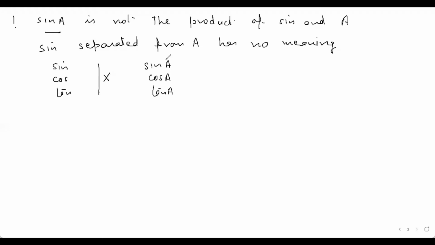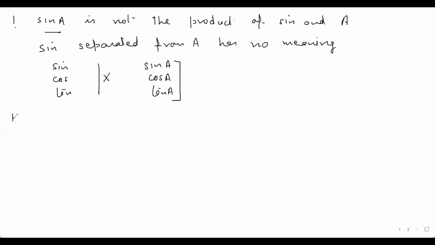You can say this A is an angle. This can be sin theta, cos theta, tan theta, sin 30, cos 30 degrees, tan 30 degrees. Sin separated from A has no meaning. Sometimes students develop the habit of writing only sin, cos, and then please don't write. You have to write the angle along with sin. Sin A, cos A, you have to write this angle.